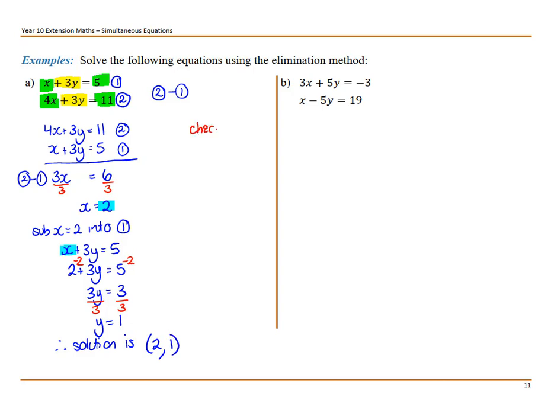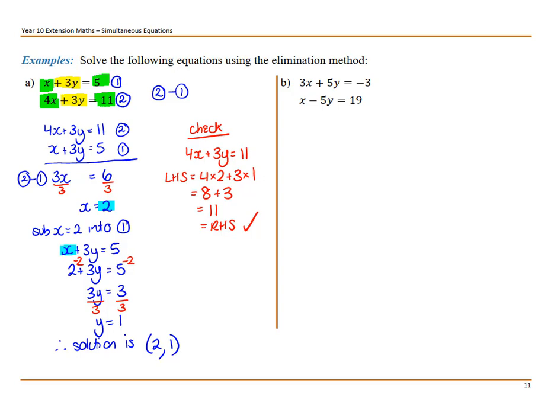And we can check. So we substituted into equation 1 to find out what y was. So we're going to check into equation 2. So our left-hand side is going to equal 4 times 2 plus 3 times 1. 4 times 2 is 8. 3 times 1 is 3. 8 plus 3 is 11, which equals our right-hand side, so we know we're correct.